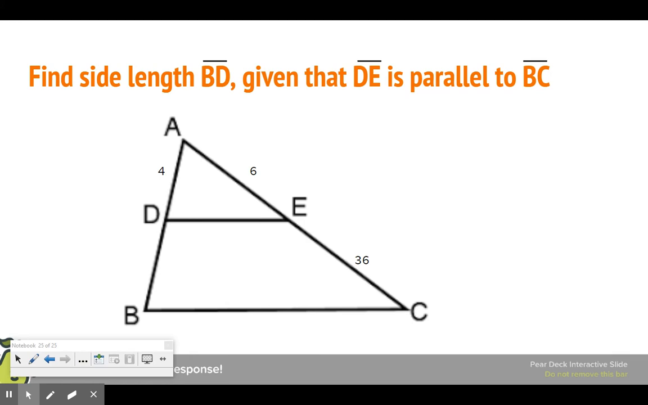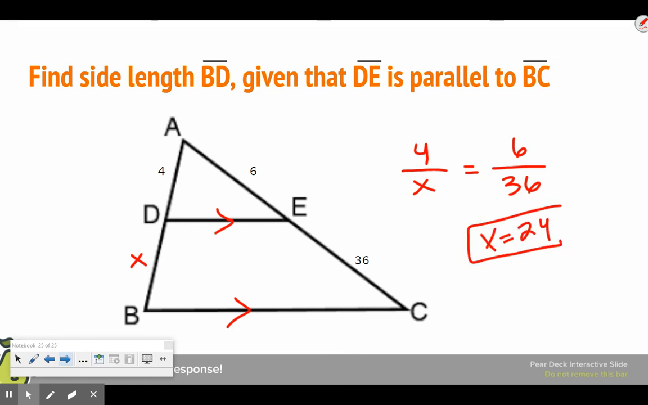Next, okay, here we need to find side BD if DE is parallel to BC. Okay, so we can kind of like set it up exactly as shown. 4 over x, 6 over 36. So 36 times 4 divided by 6, x to be 24.